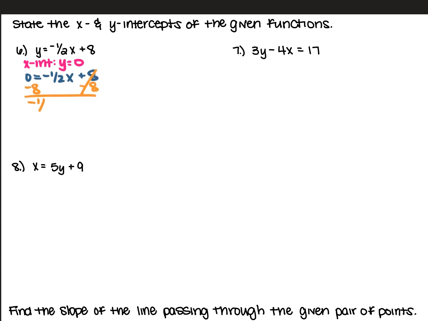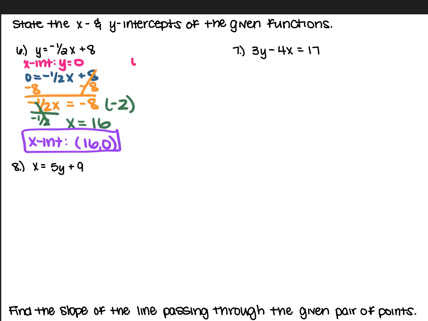You're left with negative 1/2 x is equal to negative 8. To get rid of that fraction, you're going to divide each side by the negative 1/2 or multiply it by the reciprocal. So that would be negative 2. So that's going to give you an x that equals 16, which means your x-intercept is the ordered pair 16, 0.